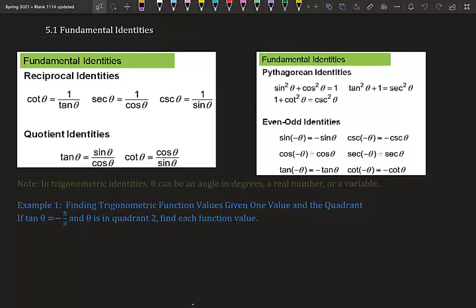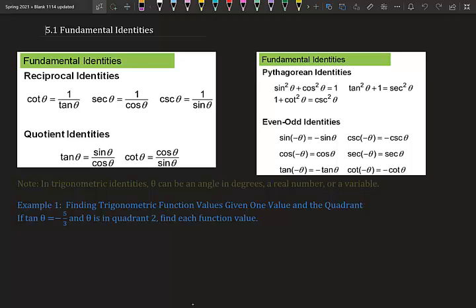5.1 Fundamental Identities. So all those identities we've been talking about since literally day one, we're finally going to start to use them all. Just as a reminder, we have reciprocal identities, so that cotangent is 1 over tangent, secant is 1 over cosine, cosecant is 1 over sine, and also the reciprocals of those. And then quotient identities: tangent is sine over cosine, cotangent is cosine over sine.